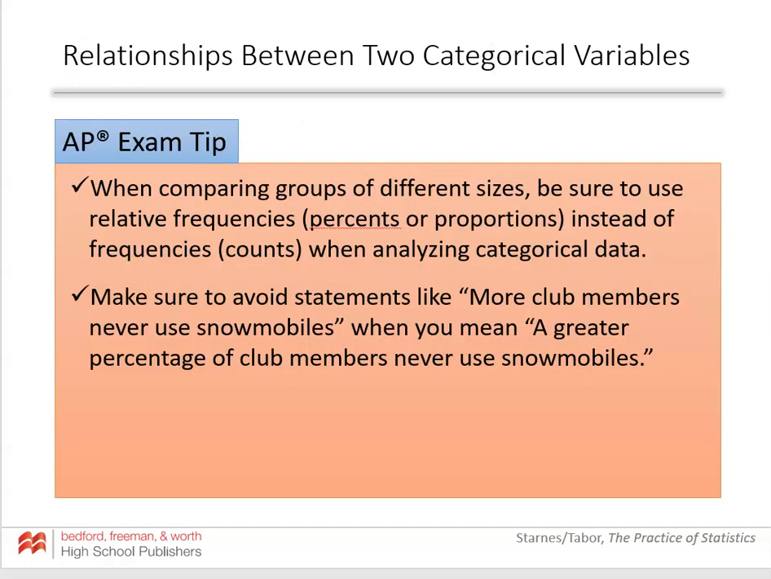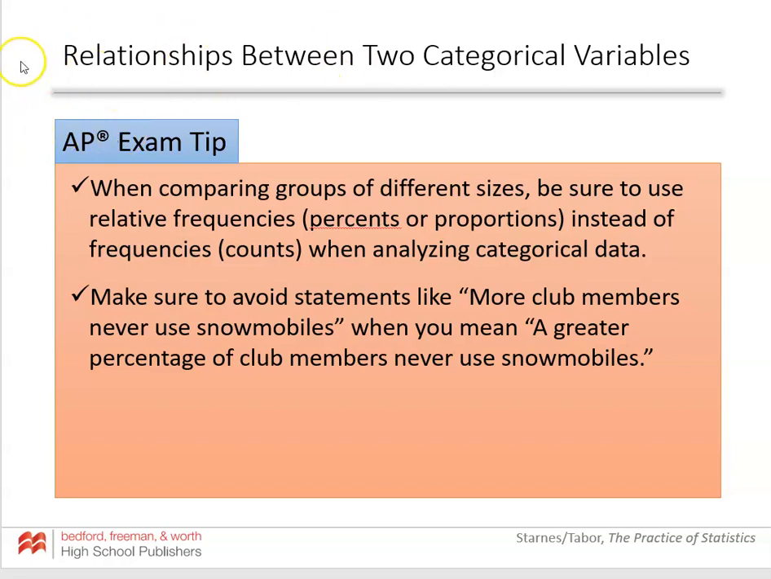A quick AP exam tip for the relationships between two categorical variables. When you're comparing groups of different sizes, make sure you use relative frequencies, right? These are your percents or your proportions, instead of frequencies, which are counts. This is especially important if they're not the same size, as I said, because you might say, oh, this one has more. Well, of course it has more. There are more people in that group to begin with. So make sure to avoid statements like more club members never use snowmobiles, when in fact you mean a greater percentage of club members never use snowmobiles.